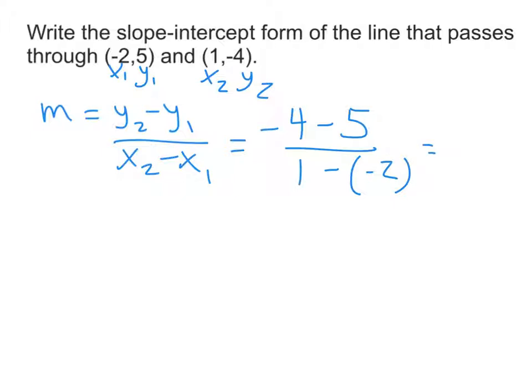On the top, -4 minus 5 is -9. On the bottom, 1 minus a -2 is a positive 3. This gives us a -3 as our slope. So now what we have is 2 points and a slope.